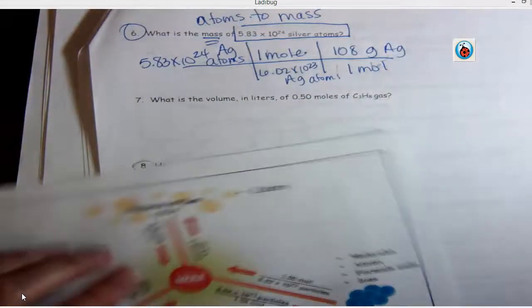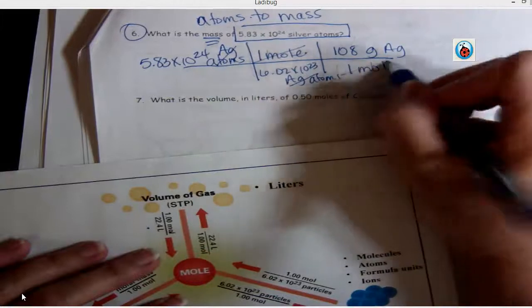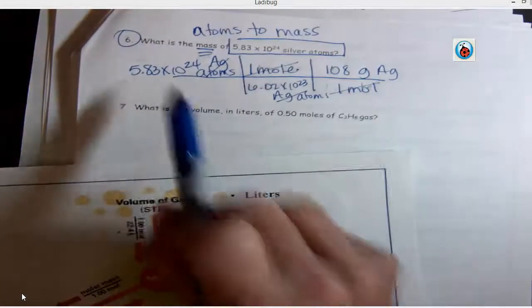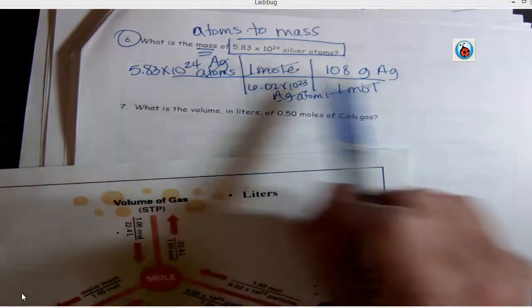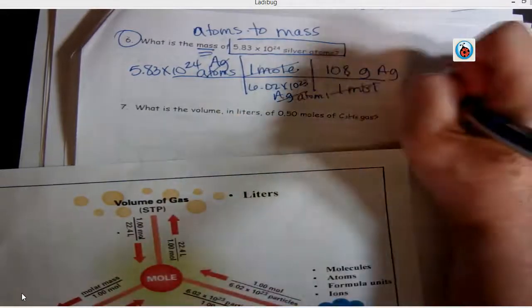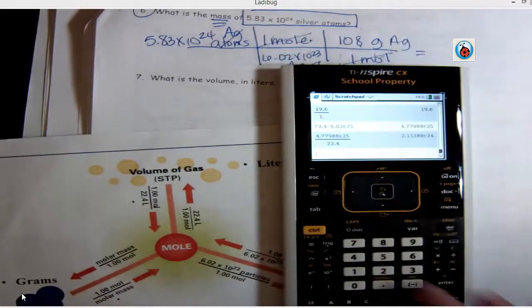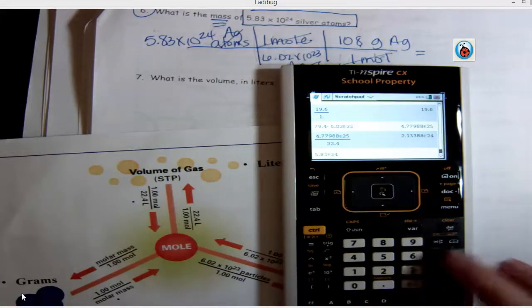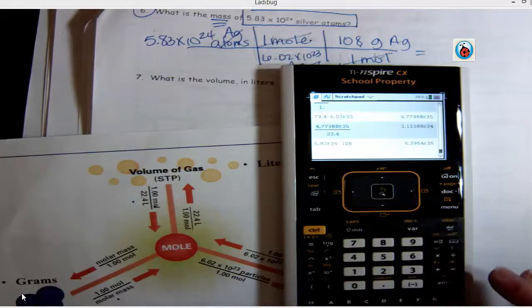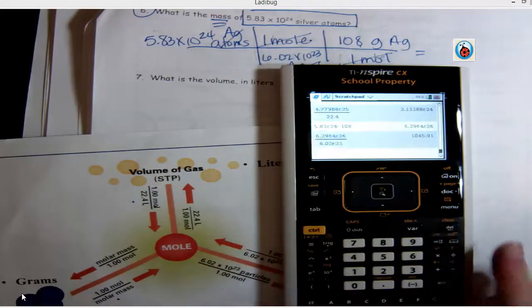Okay, let's look and see what we've got. Atoms of silver will cancel. This 1 mole will cancel with this 1 mole. So what are we left with? We're left with 5.83 times 10 to the 24th times 108 divided by Avogadro's. That's how we're going to solve this to get grams of silver. Okay, so let's put this in our calculator. 5.83 EE 24th power times 108. Enter. And then we're going to divide that by Avogadro, 6.02 EE 23. Control Enter. And what do I get?